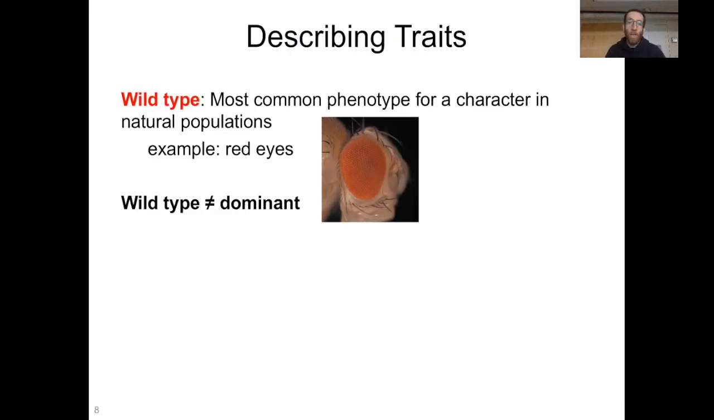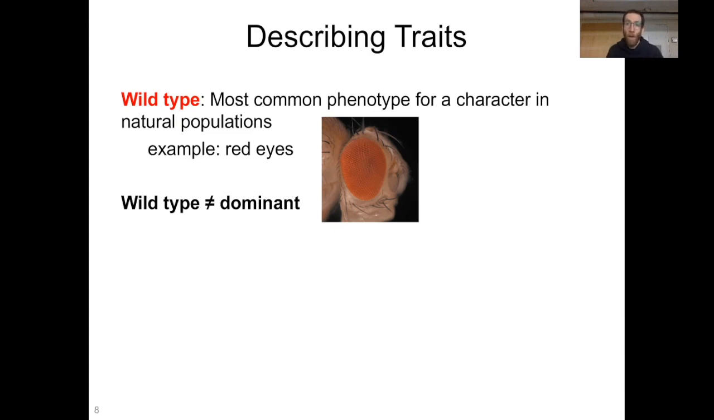Now, when we describe traits in Drosophila, we're going to use slightly different notation than you've been familiar with so far. So we need to introduce the term wild type. Wild type just refers to the most common phenotype for a character in natural populations. For example, in fruit flies, red eyes are the most common eye color. So we call red eyes the wild type phenotype. Now, it's very important to note that wild type does not mean dominant. Some wild type traits are dominant, some wild type traits are recessive. It depends on the specific trait.